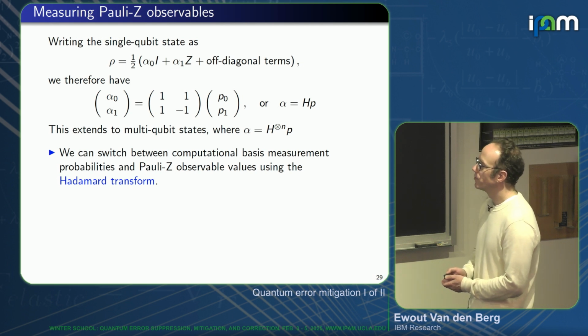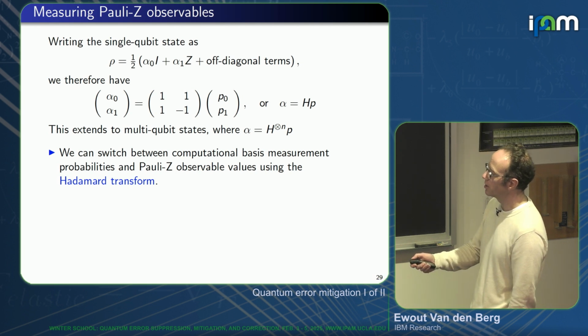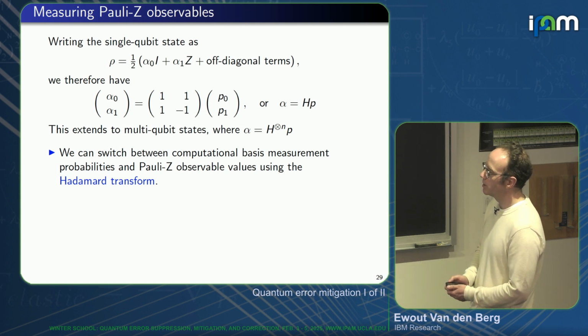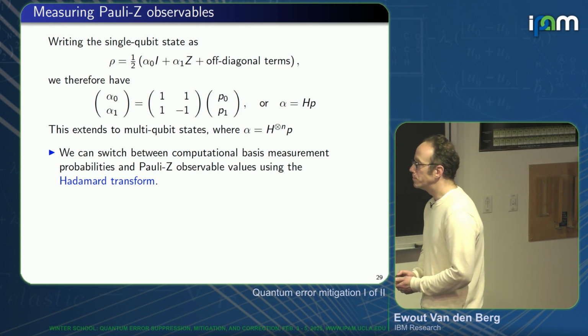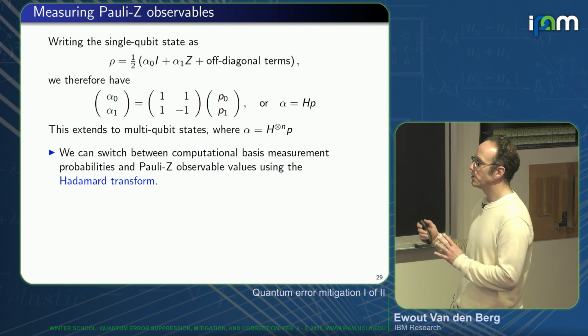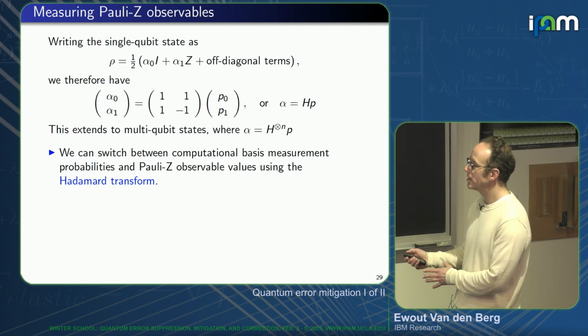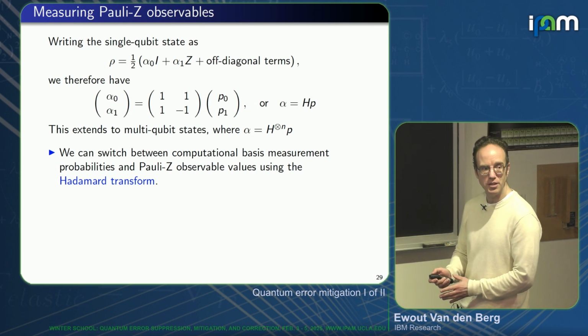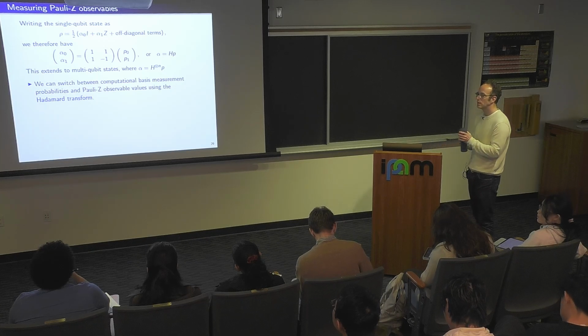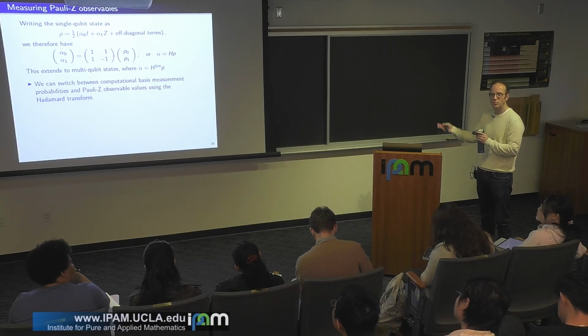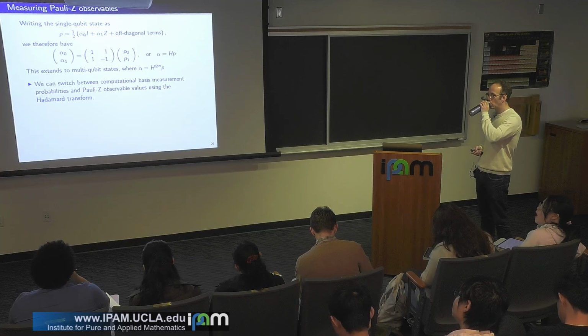Right? And this extends to multi-qubit states. So if you have all of the diagonal elements and you pre-multiply it with the Hadamard Kronecker to the power n, then you get all your Pauli Z observable values. So this means that you can switch again between the computational basis measurements and the Pauli Z observable values, just using the Hadamard transformation in this case. So again, this is sort of a Fourier representation of the same.